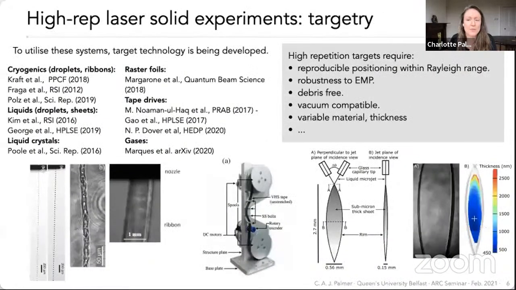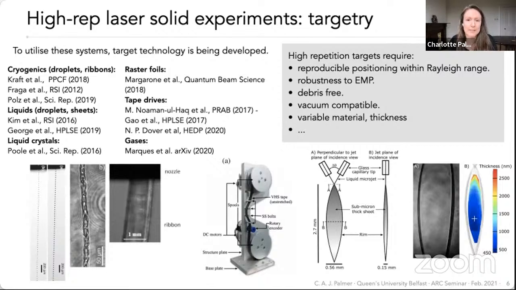But high repetition rate lasers are only part of our journey towards more data. We also need our targets to be replenished at the same rate, because every time we have a laser shot, our solid target is destroyed. Traditionally, laser-solid experiments have used a really wide range of target types, but thin foils are by far the most common, in particular if you're looking at the production of proton beams in the manner that I described.